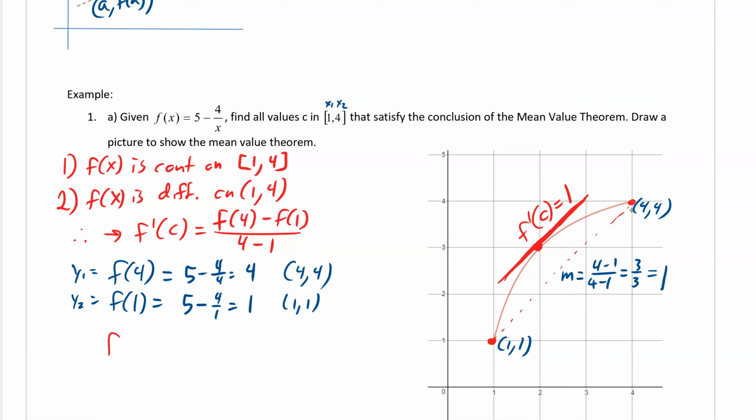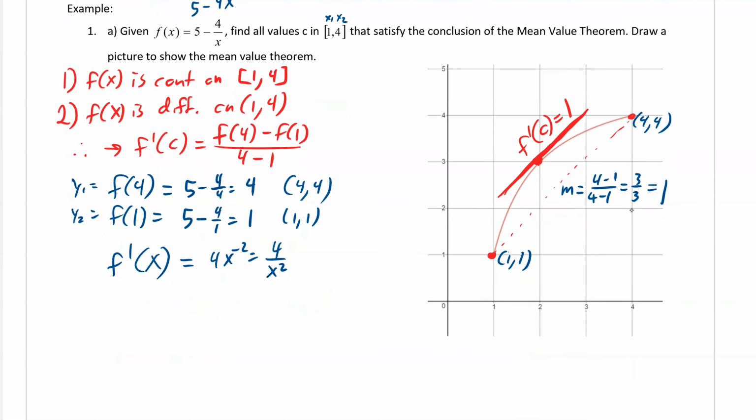So we need to find our f prime of x next, and we set it equal to 1, which will give us our c. If I rewrite this as 4 minus 4x to the negative 1, the derivative of that is 0, and then 4x to the negative 2, which is 4 over x squared. So now we use what we said: f prime of c is equal to 1. If I plug in a c value, this would be 4 over c squared. We know that this has to equal 1, and that gives me my equation.